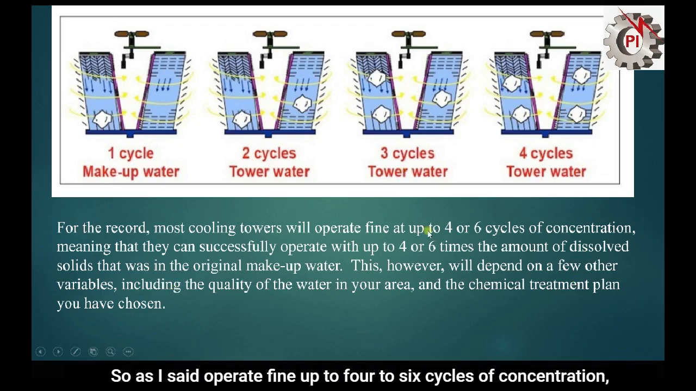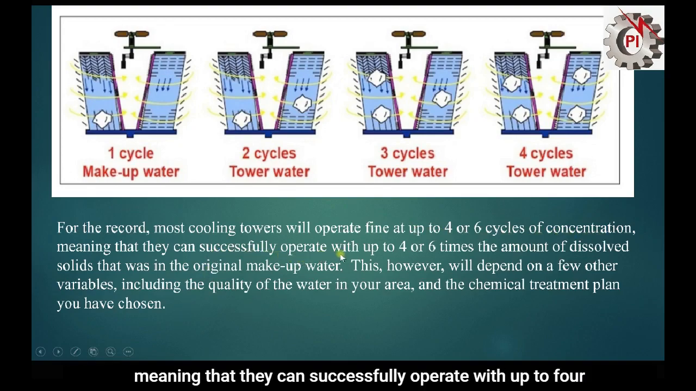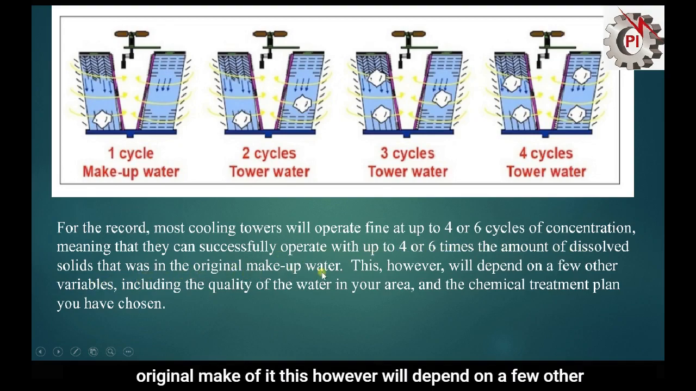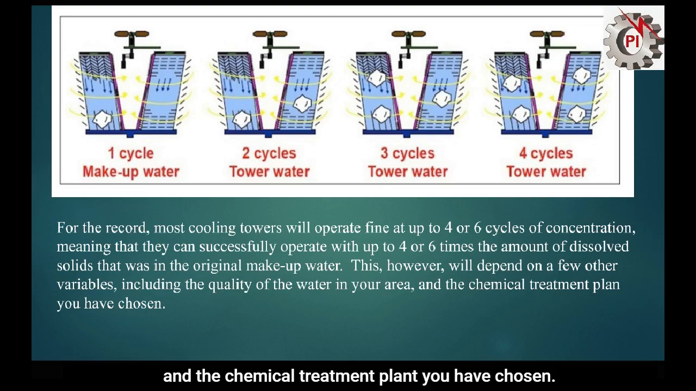So as I said, operators can run up to 4 to 6 cycles of concentration, meaning they can successfully operate with up to 4 or 6 times the amount of dissolved solids that was in the original makeup water. This, however, will depend on a few other variables, including the quality of the water in your area and the chemical treatment plant you have chosen. So this is the cycle of concentration.